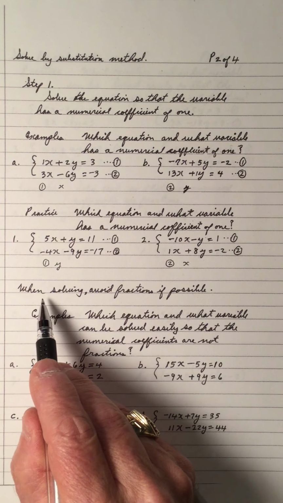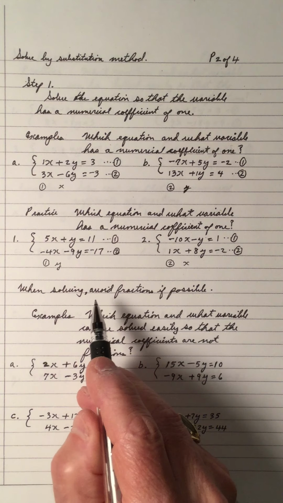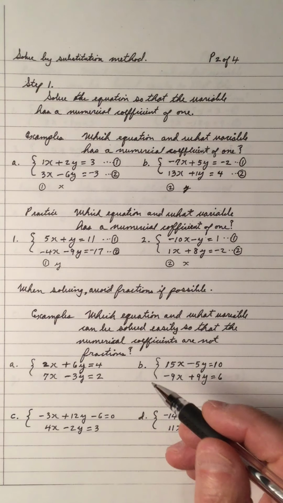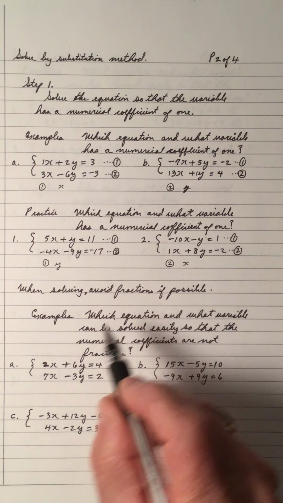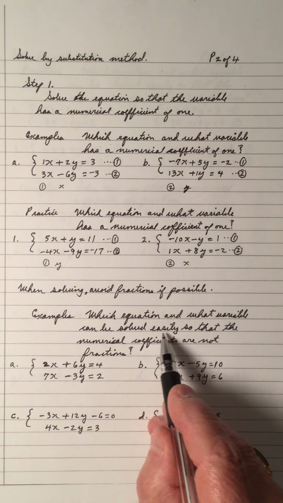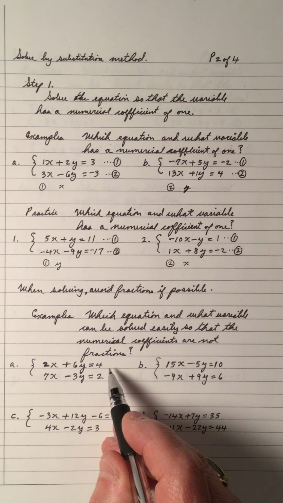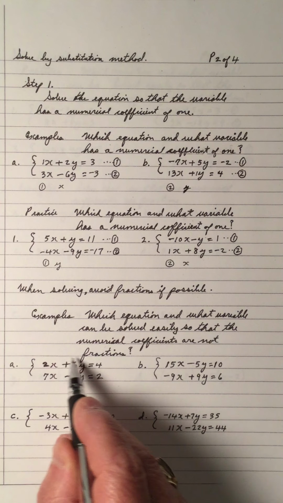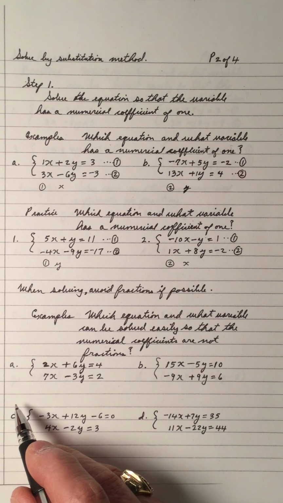And we have to remember, when solving, avoid fractions if possible. You're going to see what I mean as we keep going through this system. We avoid fractions if possible. Examples: which equation and what variable can be solved easily so that the numerical coefficients are not fractions? So if I wanted to solve these equations here, which one would I solve for so there are no fractions?